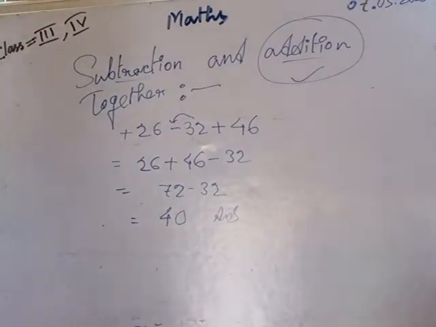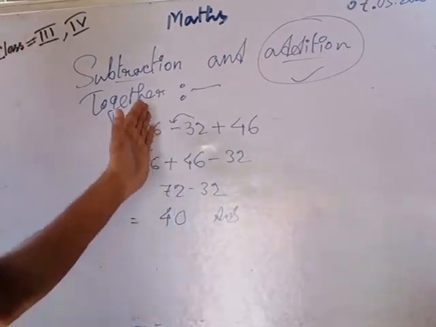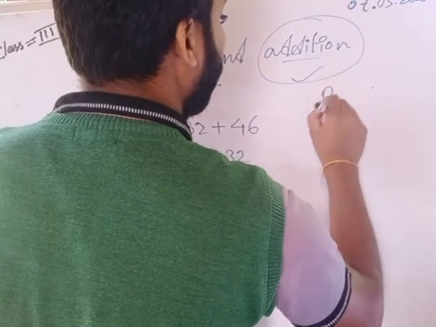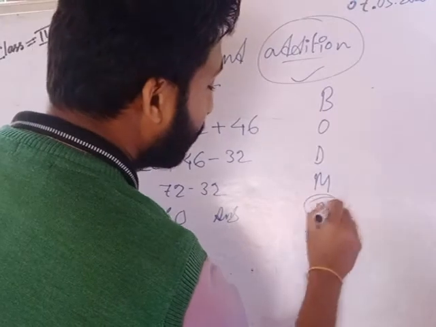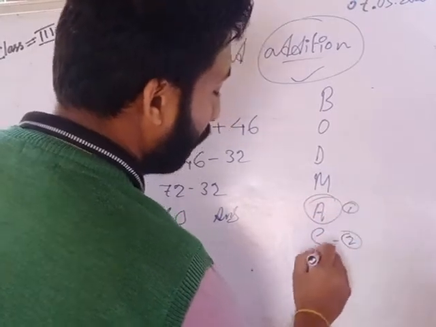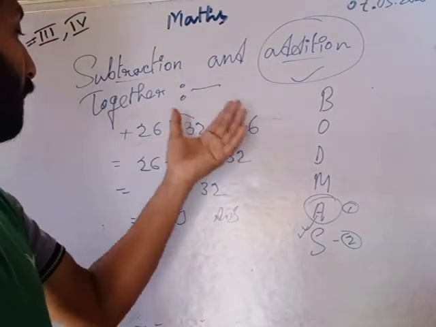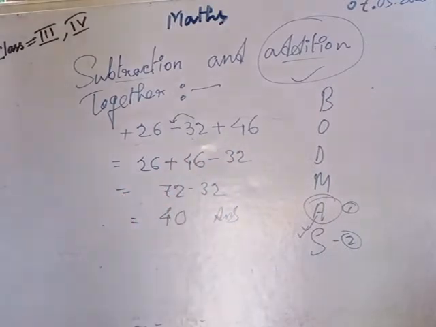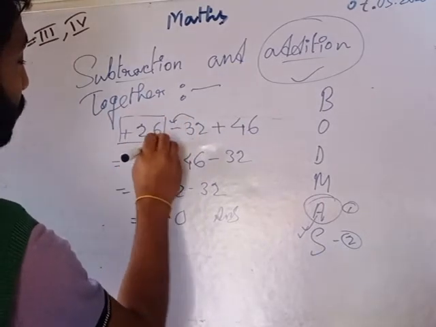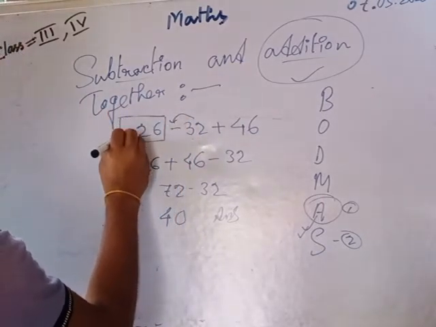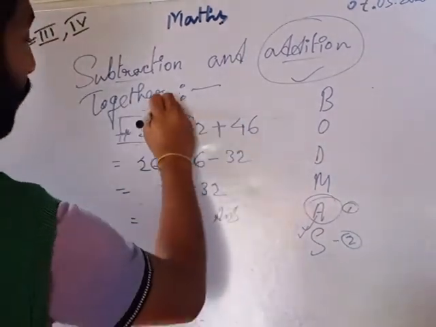That means you should add the numbers first. That means you should do the addition first. After that you should subtract, by the rules of BODMAS. That means first addition, second, after that subtraction. So we should do addition first, after that we should do the subtraction. Which numbers should you add? The numbers whose previous sign is plus or addition, you should add these two numbers.